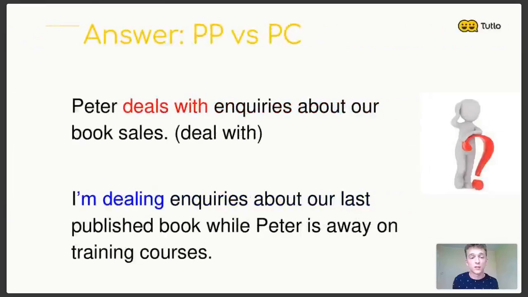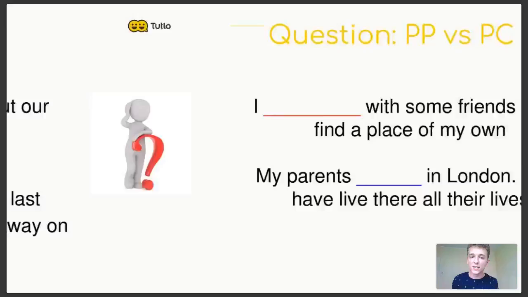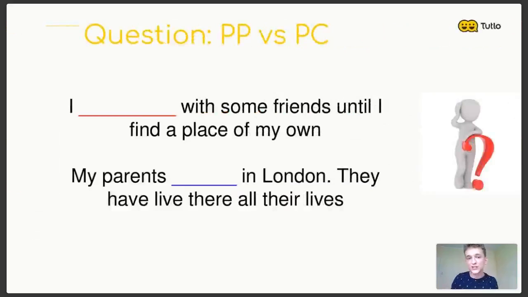And here you can see the answers. So as you can see, Peter deals with inquiries. It's his work. He does it regularly. And the second one, I am dealing with inquiries, because he's away. He took some holidays. He needs it, as every person. So this is the first scenario. And I'm waiting for better answers here. What should be in the first one? Present simple or present continuous?